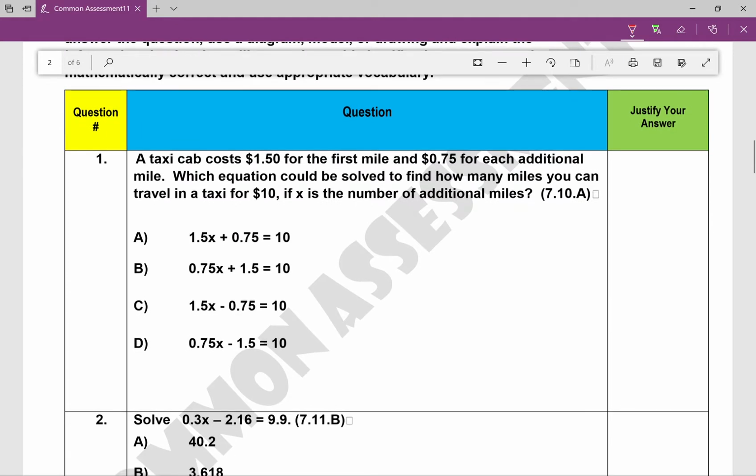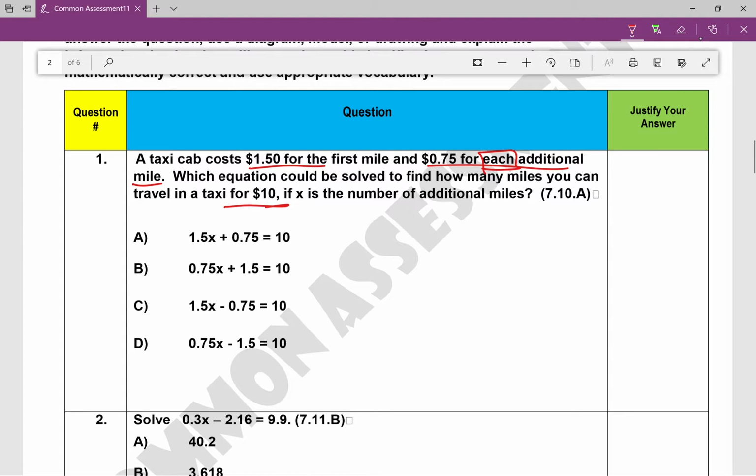A taxi cab costs $1.50 for the first mile and 75 cents for each additional mile. So we gotta underline what we know and circle what we don't know. In this case, we know that the first thing that he's gonna pay is $1.50, and each mile is 75 cents, and you can see that by this word right here, each mile. So which equation can be solved to find how many miles you can travel in a taxi for $10?